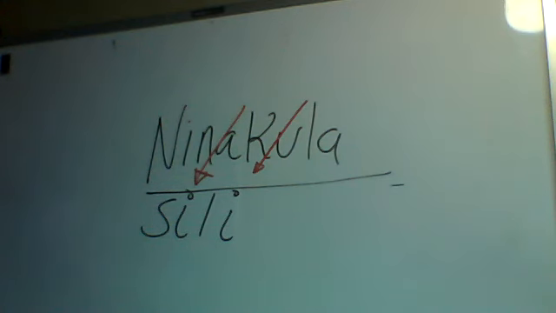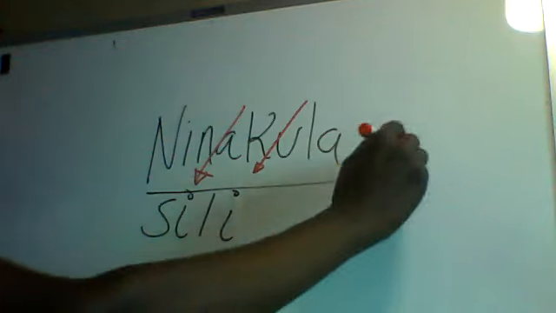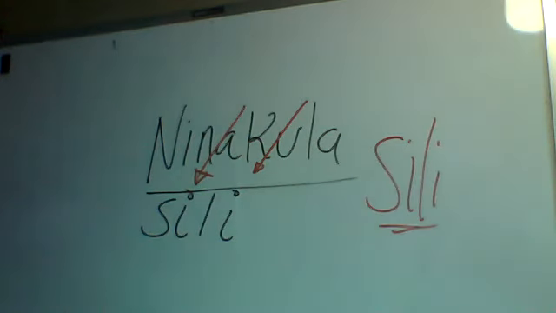I am not eating. Some learners tend to say sikuli. If you say sikuli, that's not correct. That's not a correct grammatical way of speaking Swahili. The correct one is sili. So sili means I'm not eating. This is what we do.